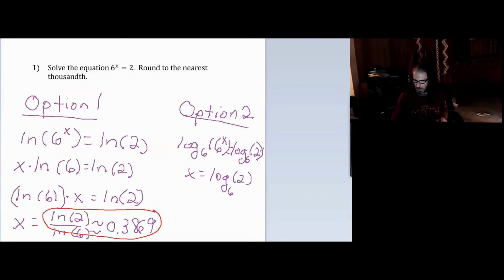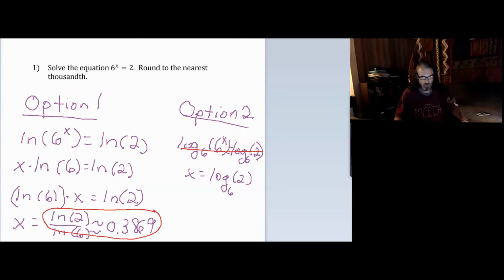In fact, a little bit quicker, we could skip this line and just say, okay, we write this as a logarithmic equation because the answer to a logarithm is an exponent, so that logarithm is equal to that exponent of x. We had a base of 6, and then by a process of elimination, the argument of the logarithm is 2. Some pros and cons. We wind up still having to use the change of base formula to get the decimal approximation in option 2.